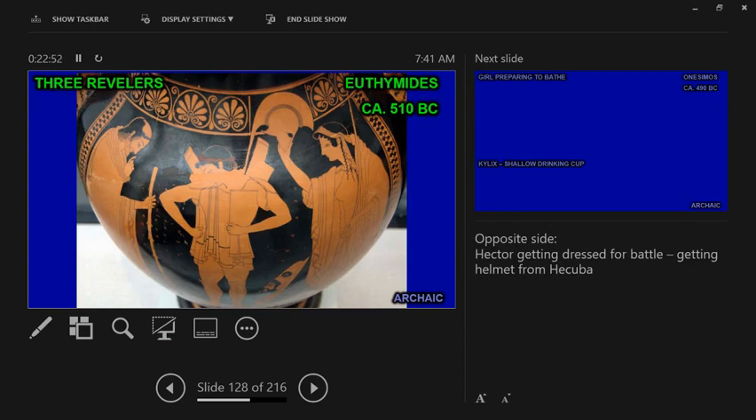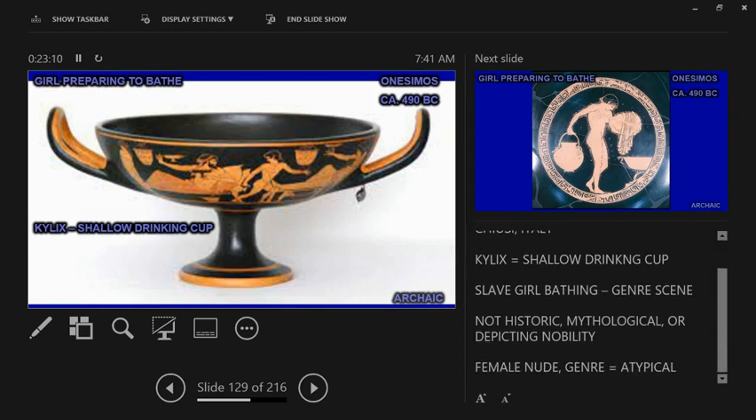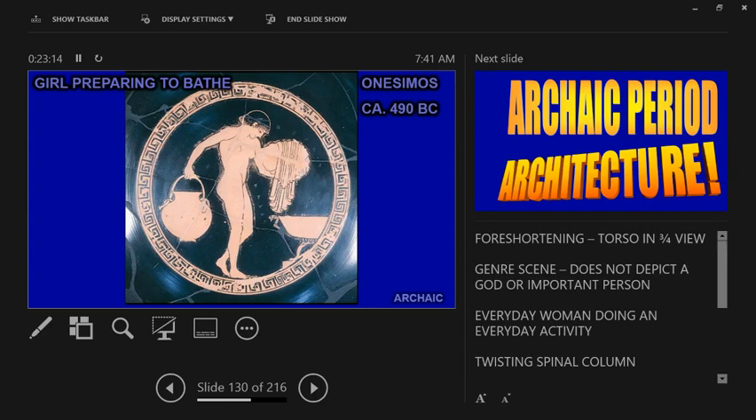And this is the opposite side of Hector getting ready for battle. You remember that Hector is the one that killed Patroclus. Hector is the one that was dragged around the city of Troy for 3 days. All right, and this one is a very shallow drinking cup, and it's not what's on the outside that is important. It is what is on the inside that is important.